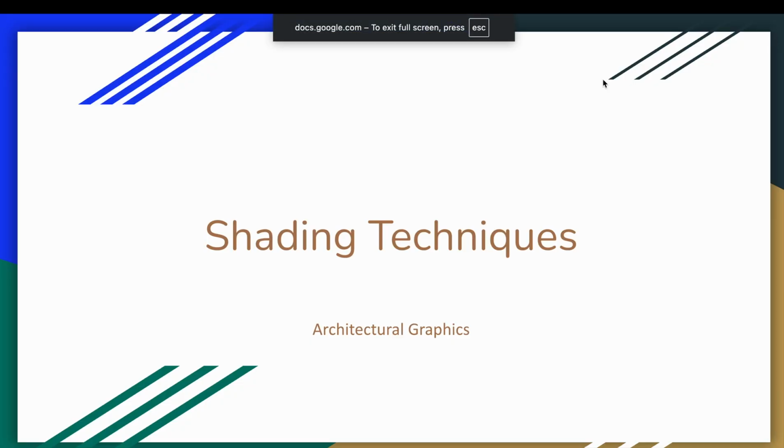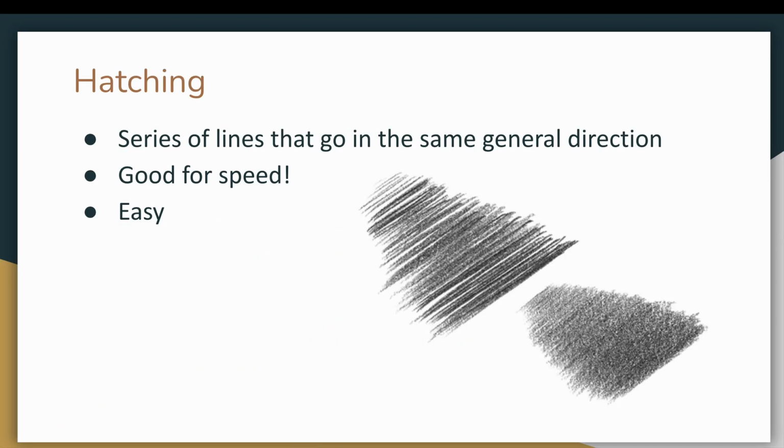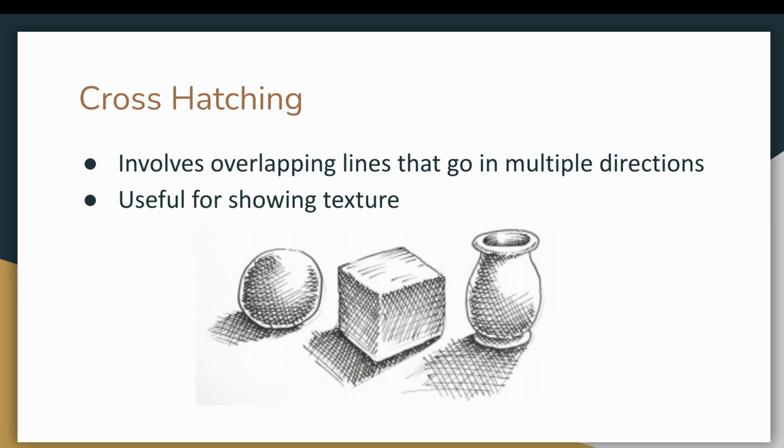I'm just going to go through some of our shading techniques that you're going to practice today in architectural graphics. So the first one is the easiest one. This is called hatching. So it's just a series of lines that are going in the same general direction. This is great if you're trying to shade something quickly, and it's really easy. You can also use your finger or a cloth to go over it to smudge it, and then you don't see those distinct lines and it looks more smooth. So hatching is the easiest one.